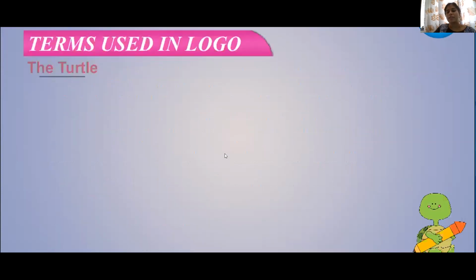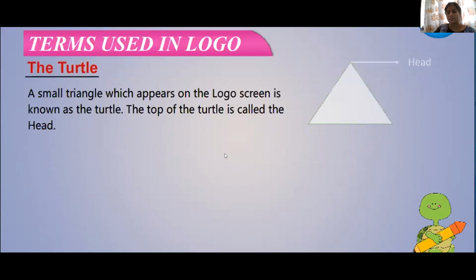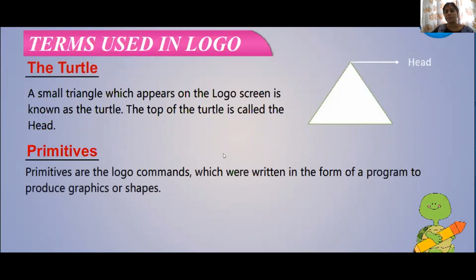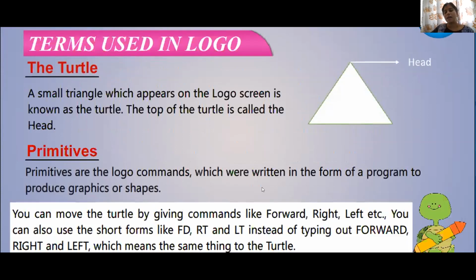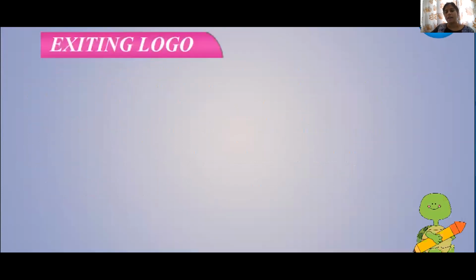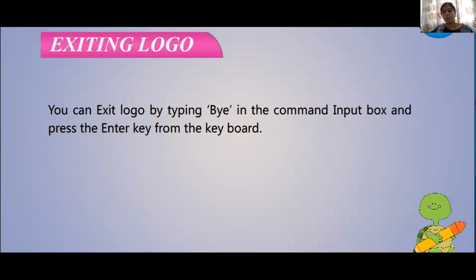And then, what are the different terms used in Logo? We use turtle and primitives. As I said, primitives are nothing but the commands written in the program to produce the graphics or the shapes: forward, left turn, right turn. Today we are going to learn a few more commands, or primitives. Now, what is it? Exit. If you want to come out of MSW, I'll just open this one for you.